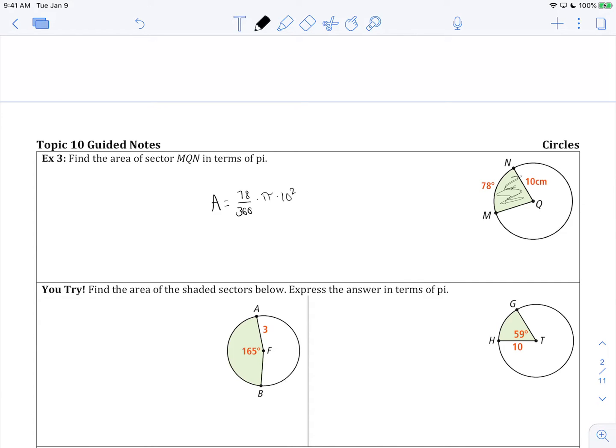Okay. Again, it said to leave this answer in terms of pi. So when I do that, I'm going to do 78 divided by 360 times 10 squared, and get my answer as a fraction. So I'd have 65 thirds, right? And then I want it in terms of pi, so I'm going to stick that pi on the end, and this is centimeters squared.